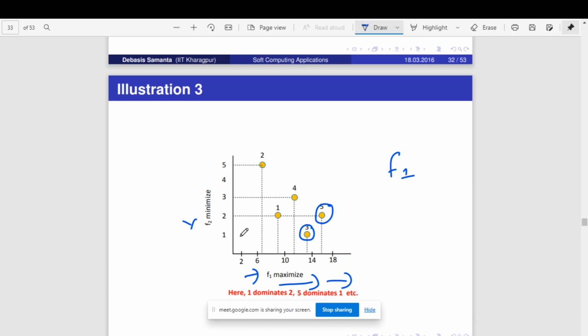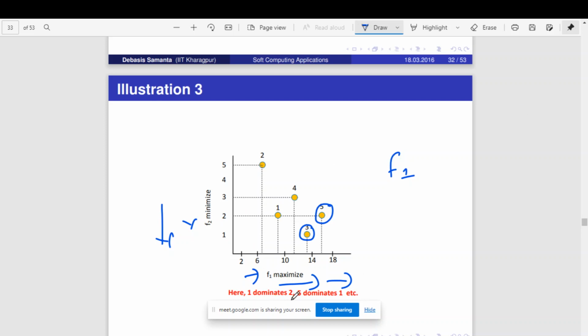So at least for one of the functions, it should be better, and it may be equal for the other functions. That is the definition of domination. For all the other functions it can be equal, but for at least one function xi should be better than xj. In no function can xi be worse than xj. But in this case, 5 is worse than 3 in F2, because in F2 we want to minimize, right? So like this you can check for different values.